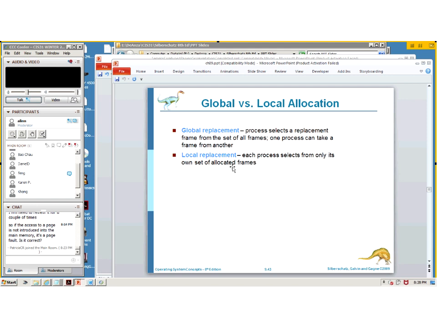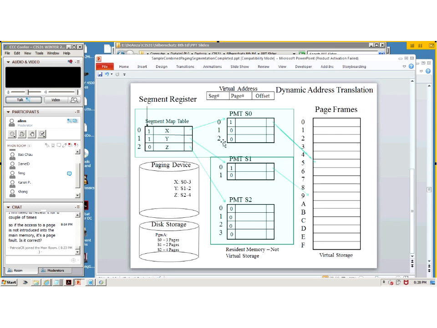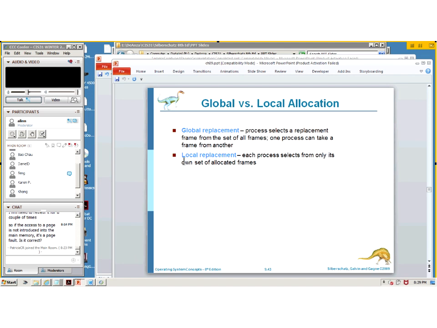Global versus local. Okay, let's look at that. This is all my system's frames. So that would be global. These pages that are allocated to my process are local. So right now I have page frame 5 and page frame 9 allocated to program A. And maybe those are the two I would use for my other pages. That's local. That's the definition. Each process selects only within its own set of allocated frames.